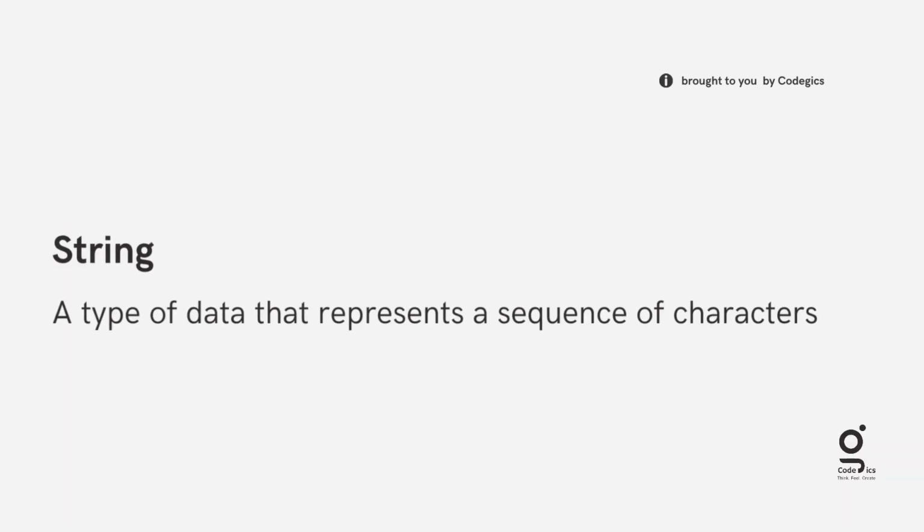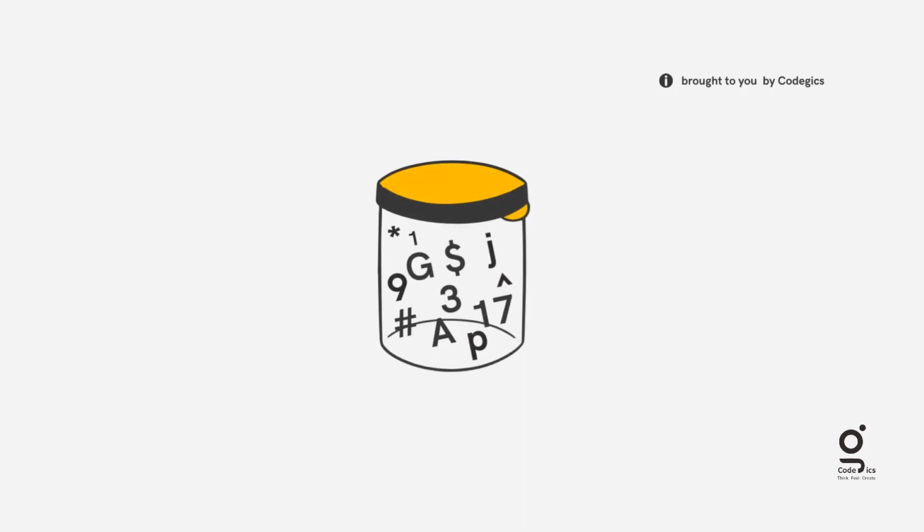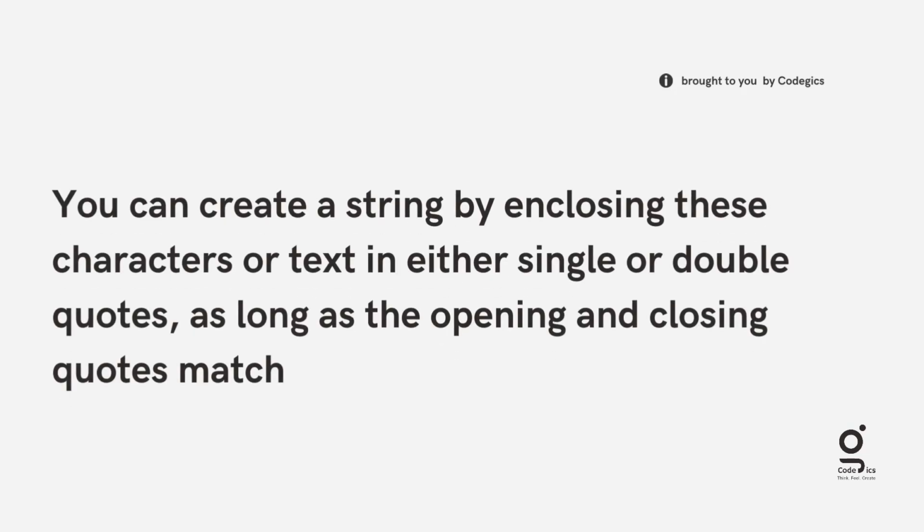In Python, a string is a type of data that represents a sequence of characters. A character is any letter, number, symbol, or space that we can type on a keyboard. So a string is like a container that holds a sequence of characters. You can create a string by enclosing these characters or text in either single or double quotes, as long as the opening and closing quotes match. For example, "hello world" in double quotes or 'Python is awesome' in single quotes.